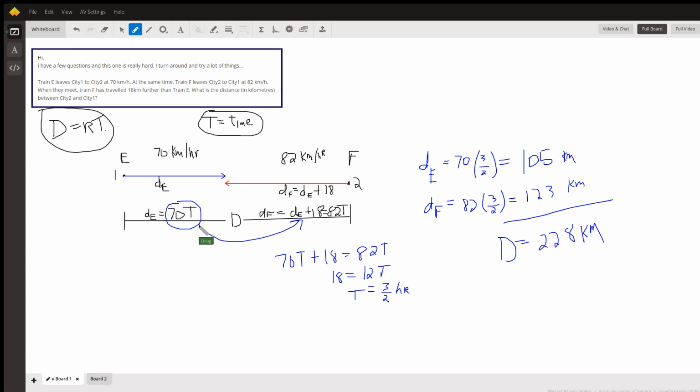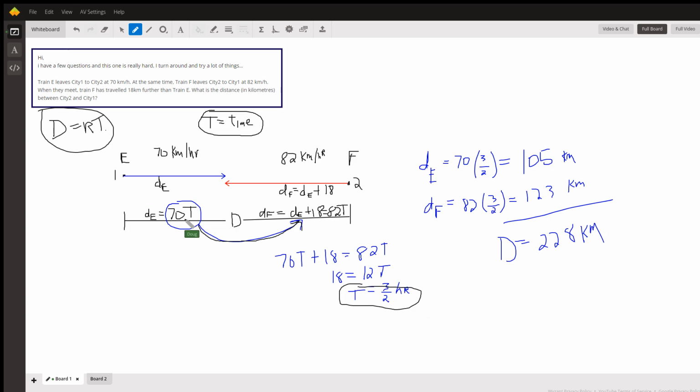So what we're going to do is substitute 70t into this equation, and we'll have one equation involving t, substitution method. So 70t plus 18 equals 82t. We solve that for t and we get 1.5 hours. That doesn't answer the question, but it allows us to solve for d sub E and d sub F.